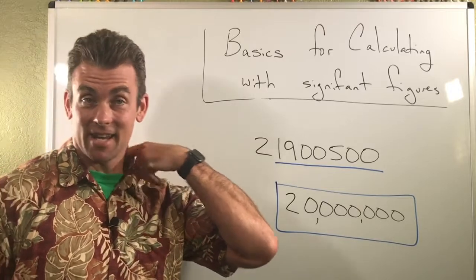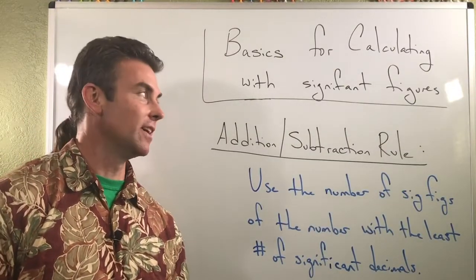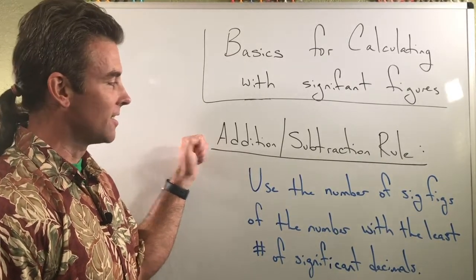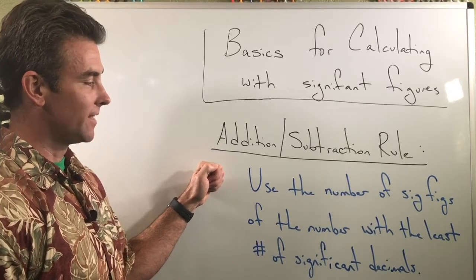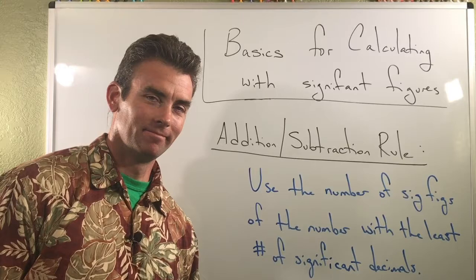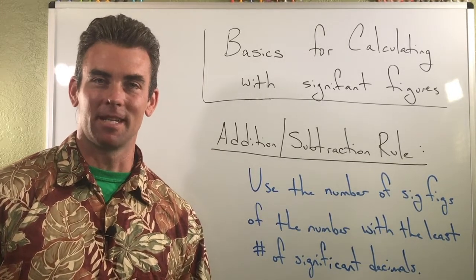Finally, our last rule of significant figures: addition and subtraction. This one's a big pain in the tuchus. Use the number of sig figs of the number with the least number of significant decimals. There are words coming out of my mouth that don't even make sense to me. So let's see some examples.